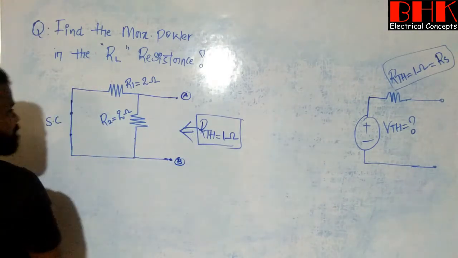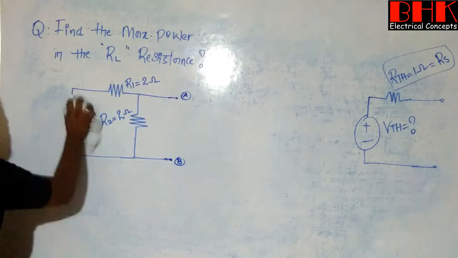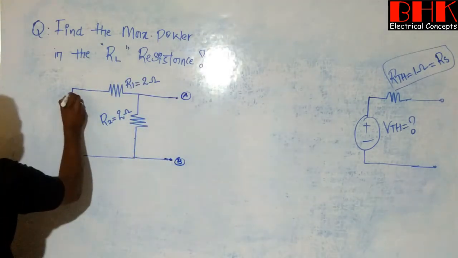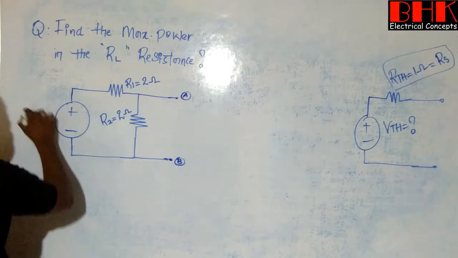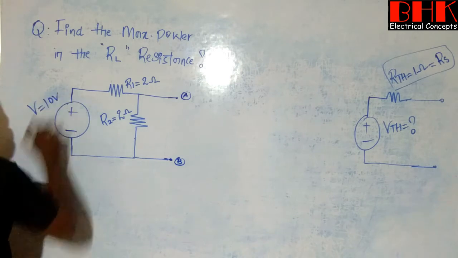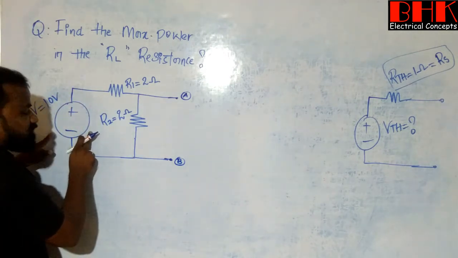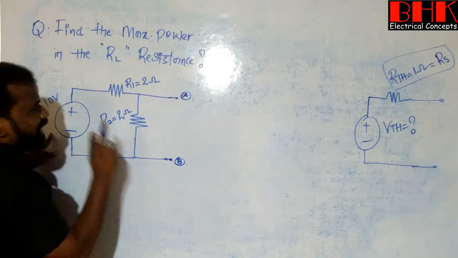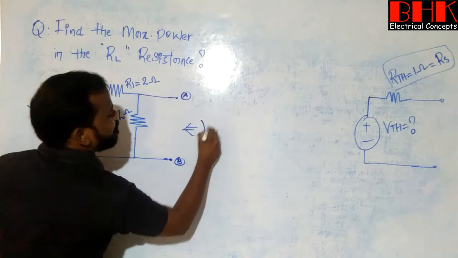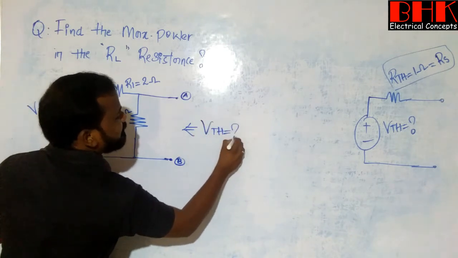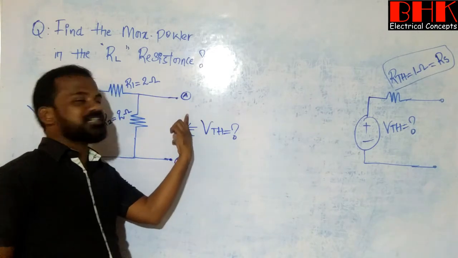But the main important point is, while we are going for the calculation of Thevenin voltage, always we need to consider the actual voltage source here, and the remaining is always across these particular open terminals. Yes or no? We need to calculate the Thevenin voltage also across these open terminals.